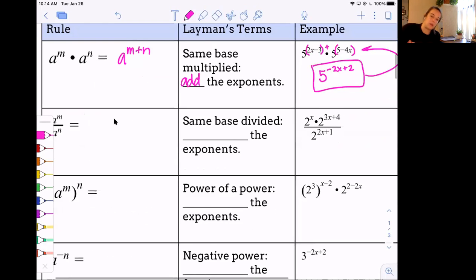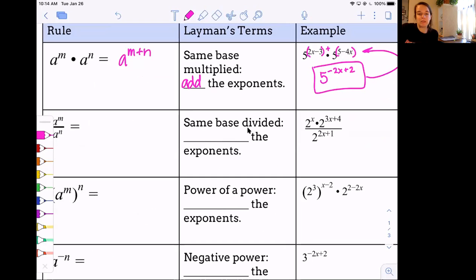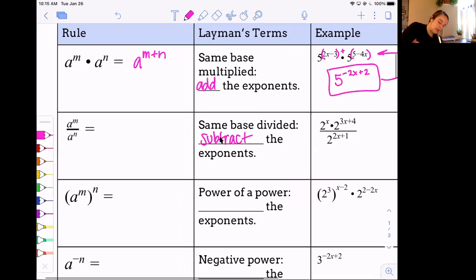Cool. What happens when we have the same base being divided? What do we do with the exponents? We subtract, yes. We're going to subtract them. So if I'm going to write this version here, I'd have a to the power of m minus n. Be careful, it's the top one minus the bottom one. We don't want to do it in the opposite direction. As you can imagine with subtraction, it matters which one we are subtracting.